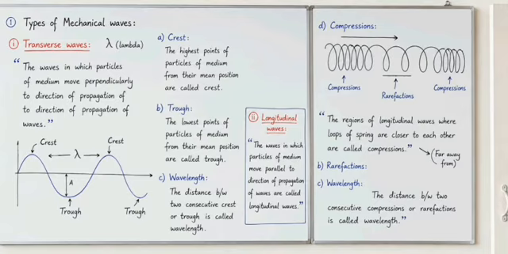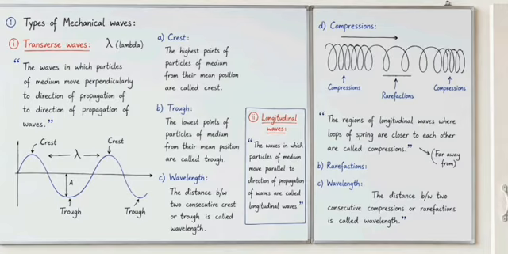First part is compressions. The regions of longitudinal waves where loops of spring are closer to each other are called compressions. Now we will see what is rarefactions. Rarefactions refers to regions where loops of spring are far away from each other.